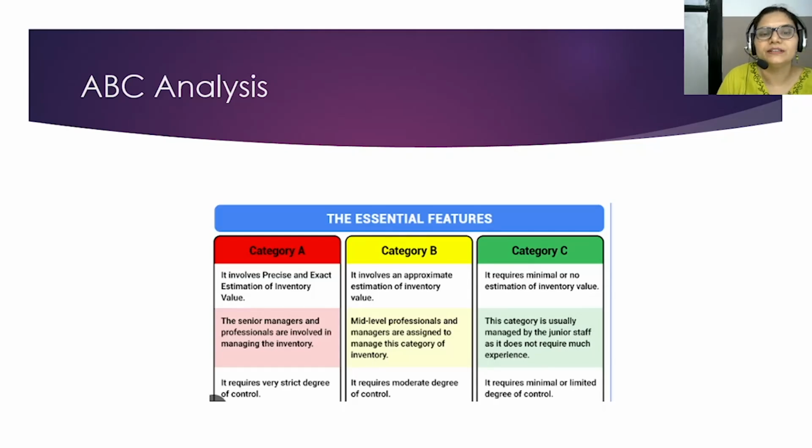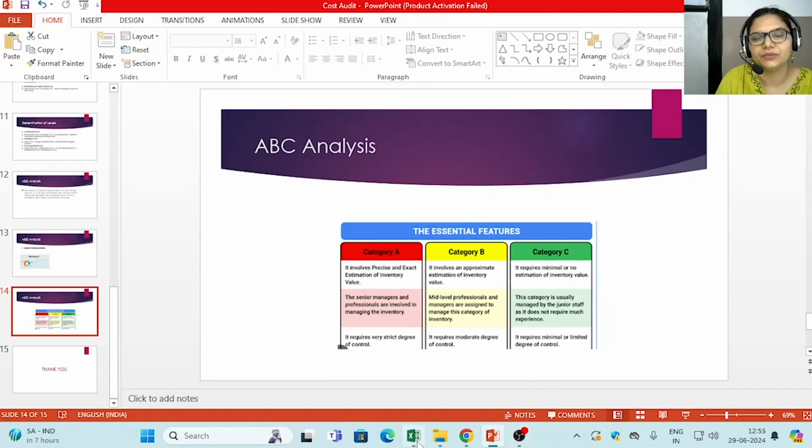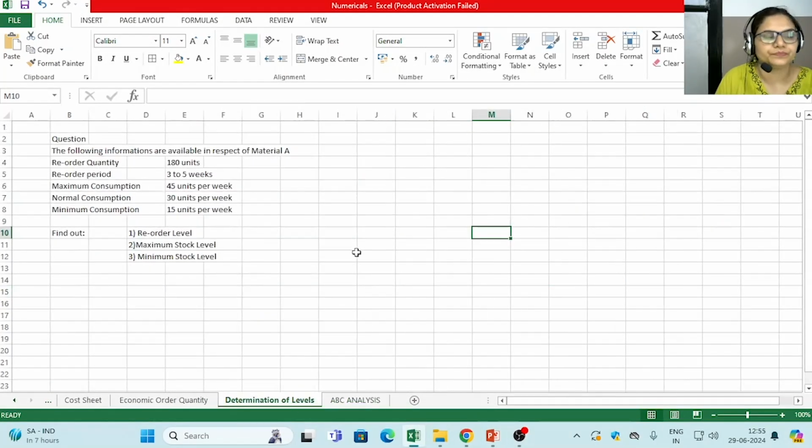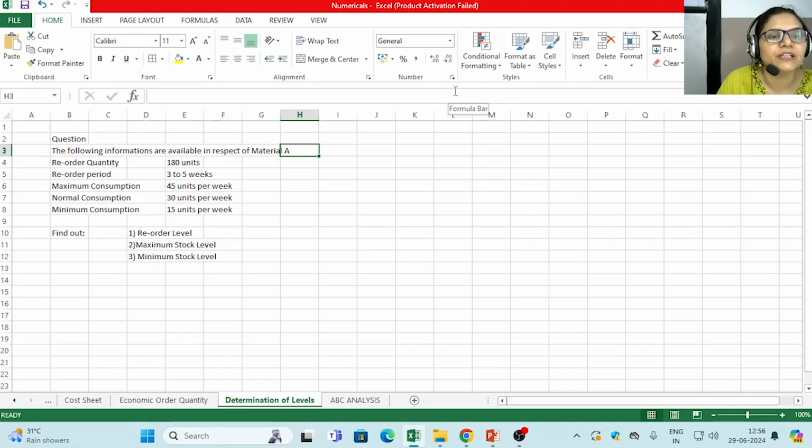So this is all the theoretical discussion regarding ABC analysis and material control. Now, for going deeper into the concept and having more clarity, I think practical problems are extremely important, understanding any concept practically or numerically. Therefore, we will understand the concept of different inventory levels in numerical form. First is, see the question. The following information is available in respect of material A. Reorder quantity 180 units, reorder period 3 to 5 weeks, maximum consumption 45 units per week, normal consumption 30 units per week, minimum consumption 15 units per week. You have to calculate reorder level, maximum level, and minimum level.